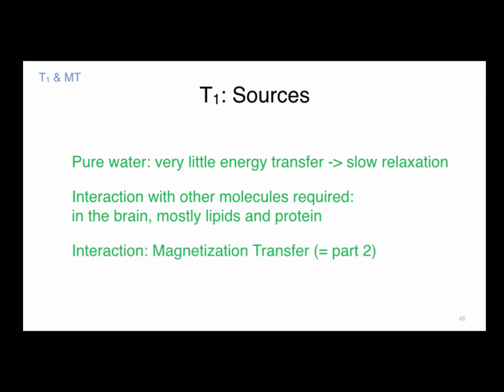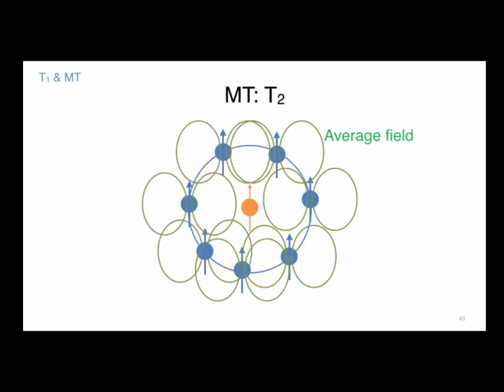And then the interaction between water and the lipids and proteins is actually what governs most of the T1 relaxation in the brain. And this is through a process called magnetization transfer. This is the second part of this talk. To go into that, we have to go back to T2 for a minute.